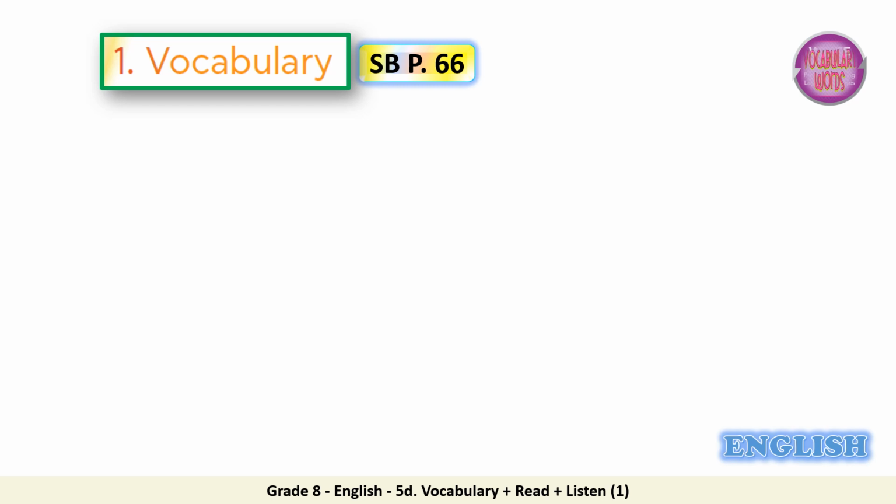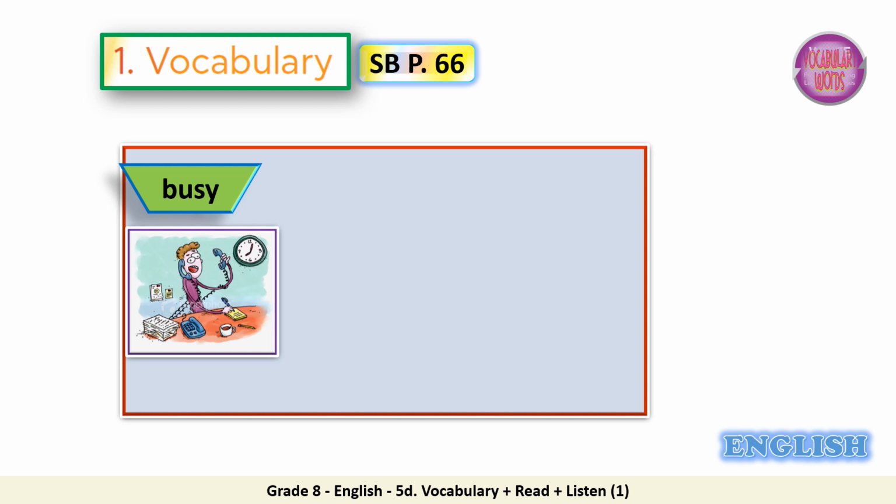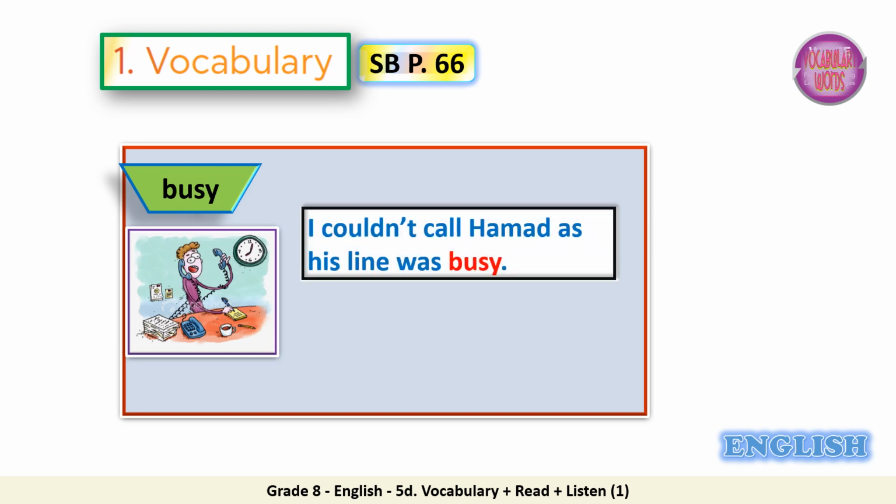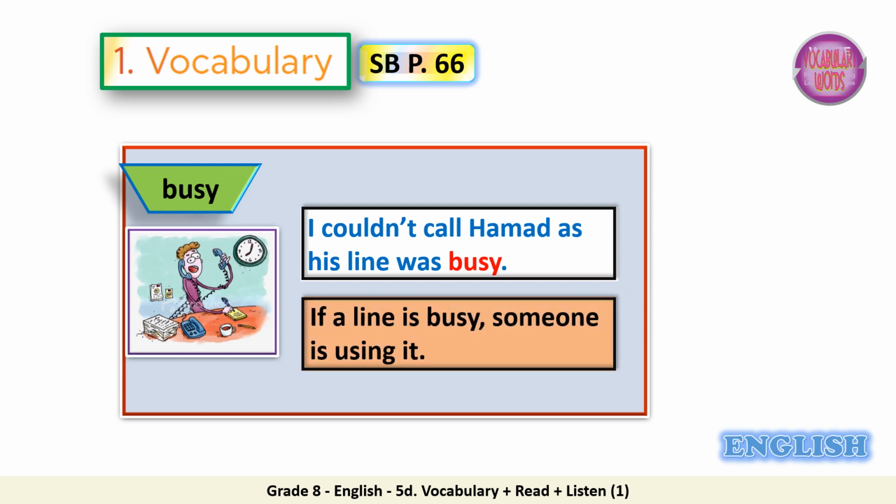1. Vocabulary. Students book page 66. Let's deal with the items of vocabulary we have today. Busy. Look at the picture and read the example. I couldn't call Hamad as his line was busy. The word busy here means not free. If a line is busy, someone is using it.